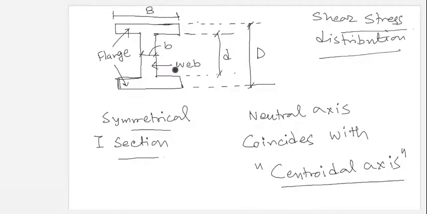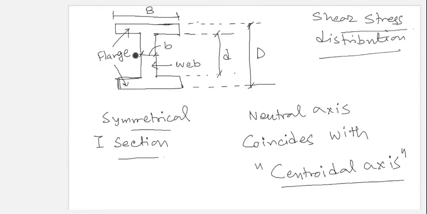So for any section, if it is unsymmetrical, you have to find the centroidal axis first, or the position of the centroid first, then the axis passing through that centroid will be your neutral axis.